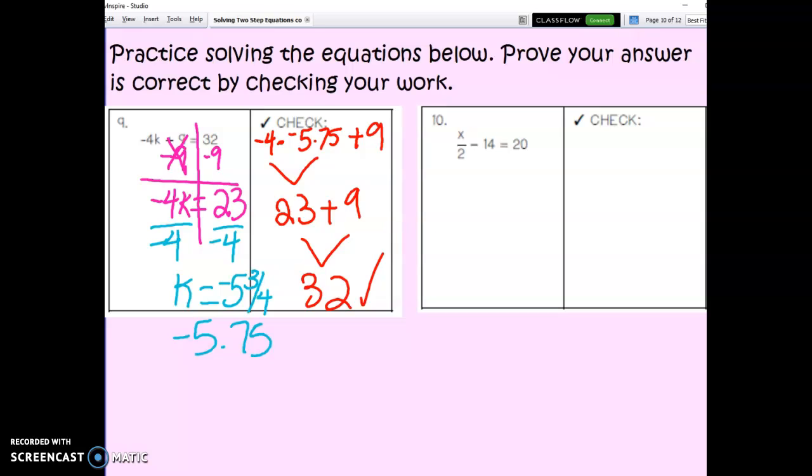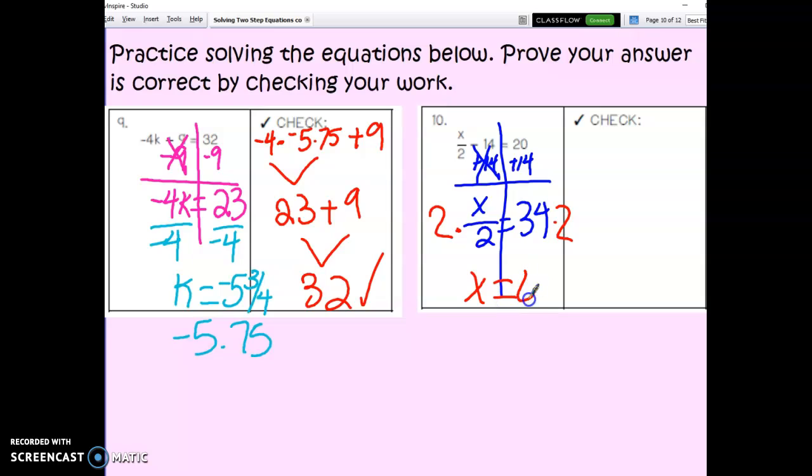Okay, here's our next one. Again, make sure you draw your line. Because I'm subtracting 14 now, I'm going to add 14 to both sides. Okay, leaves me with x divided by 2. This is 20 plus 14, which is 34. And now I'm going to multiply both sides by 2. And I get x equals 68.